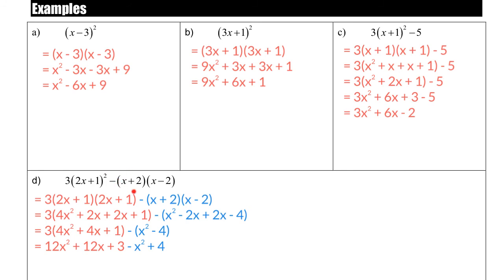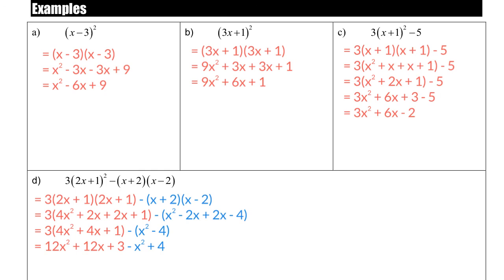The second half, x plus 2 times x minus 2. Well, x times x is x squared. x times minus 2 is minus 2x. Plus 2 times x is plus 2x. Plus 2 times minus 2 is minus 4. Simplify the middle terms. Minus 2x plus 2x is 0, so I don't have to write it in there. And now I'm subtracting everything in the bracket. So I'm subtracting x squared, so I have minus x squared, and I'm subtracting minus 4. So the double negative means it's a plus.